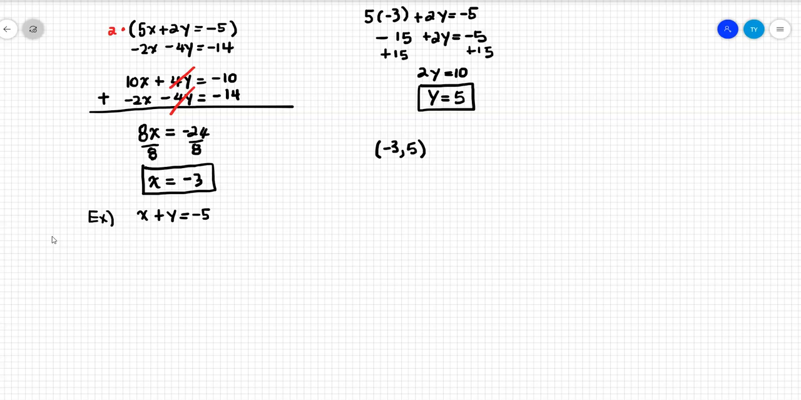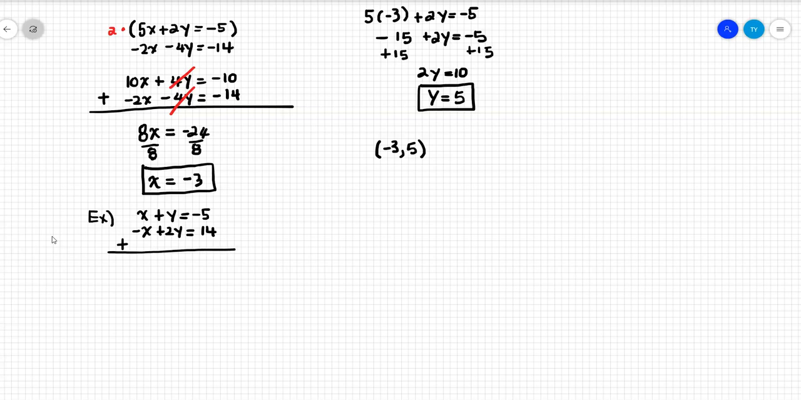Okay, and the second equation is minus x plus 2y equals 14. So in this case, it's nice because the x and minus x, if I just add these two, they go away, right? So let's just add these two rows.